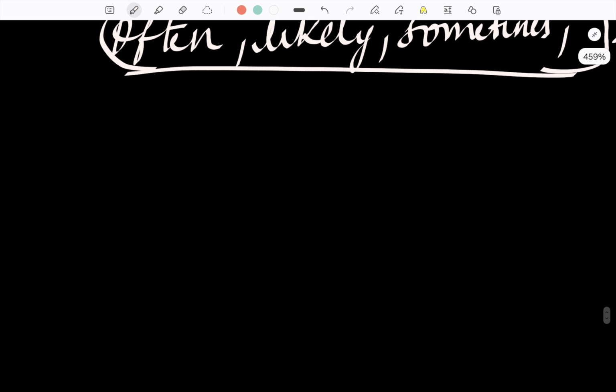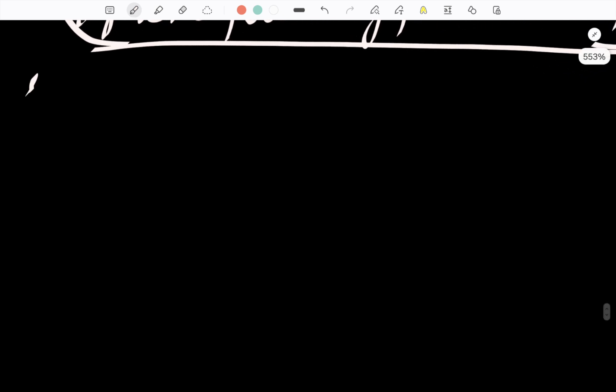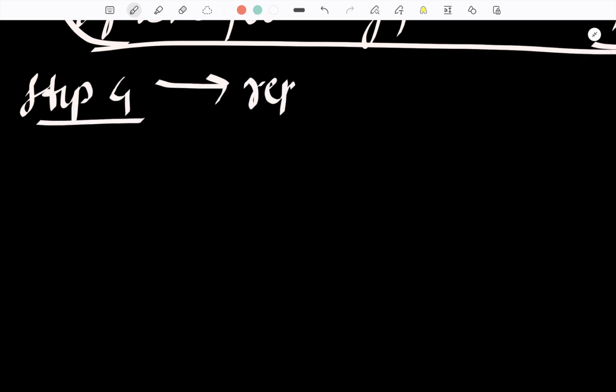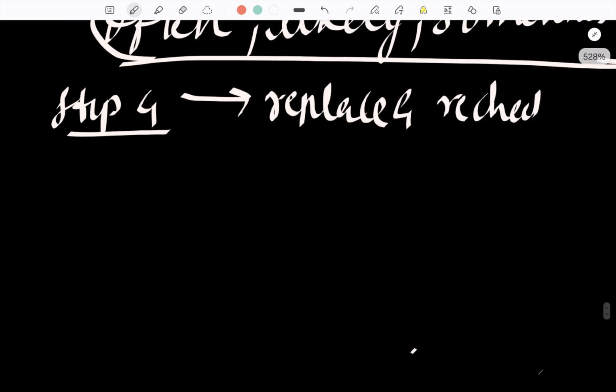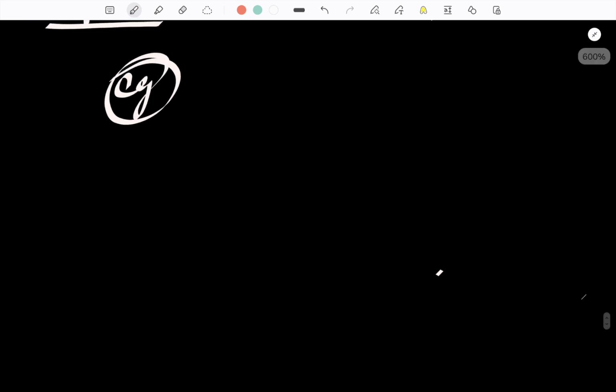Now the fourth step will be apply and recheck. The replace and recheck method: replace the extreme option with a softer version. Don't worry, I'll be explaining it. Apply the replace and recheck method. It's a special method that hasn't been said by anyone.